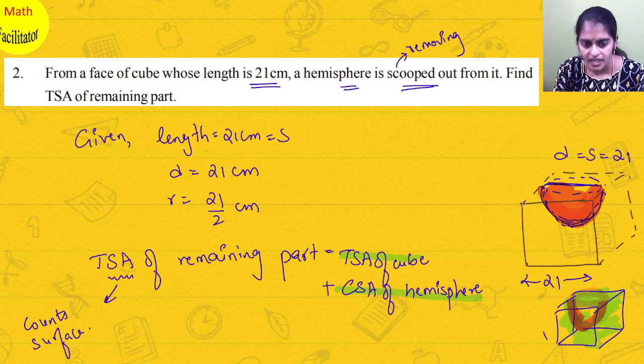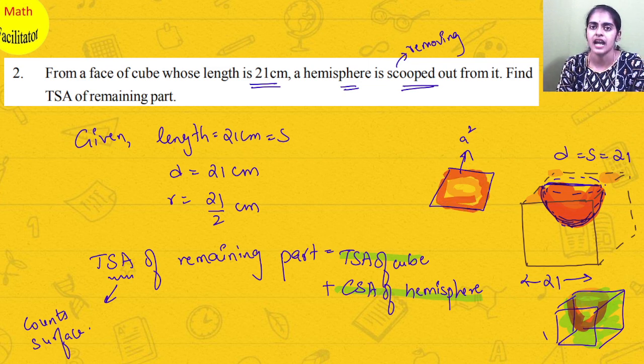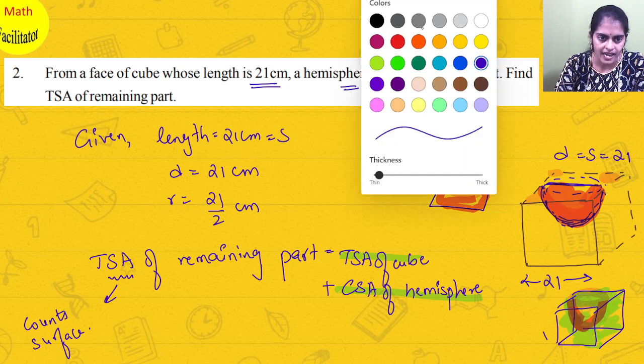Now when this is removed, these sides of cube are only remaining. Okay, only these sides are remaining. So out of total, this one side of a square, see here, this area is a square or s square, you can take. Okay, so now out of this you have this circular portion removed. So whatever the remaining portion you have, this remaining portion is actually counted into the area. Understood?